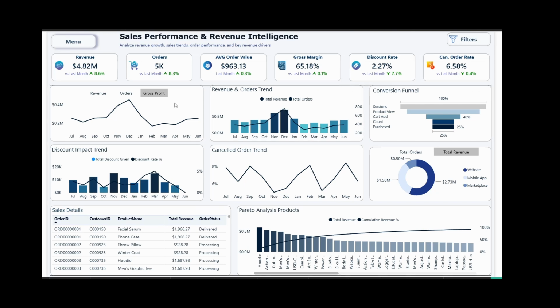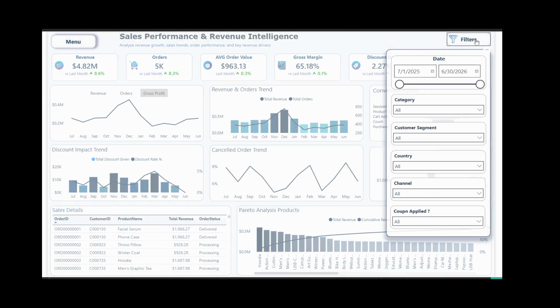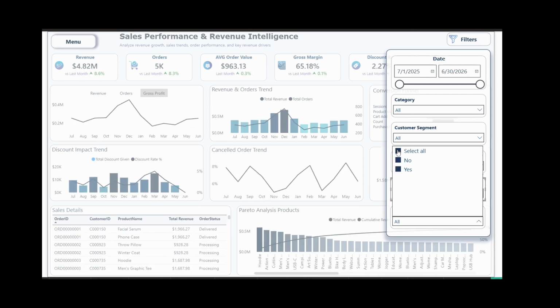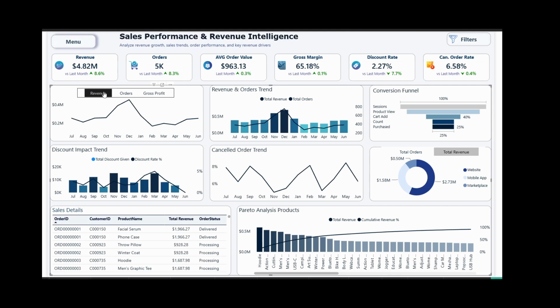Now that we have seen the overall business performance, let's move to the sales dashboard for a more detailed analysis. This dashboard helps to analyze revenue, orders, gross profit trends, product performance, discounts, and profitability. Users can filter by date, product category, customer segment, country, sales channel, and coupon applied. This allows the user to analyze the sales from different perspectives.